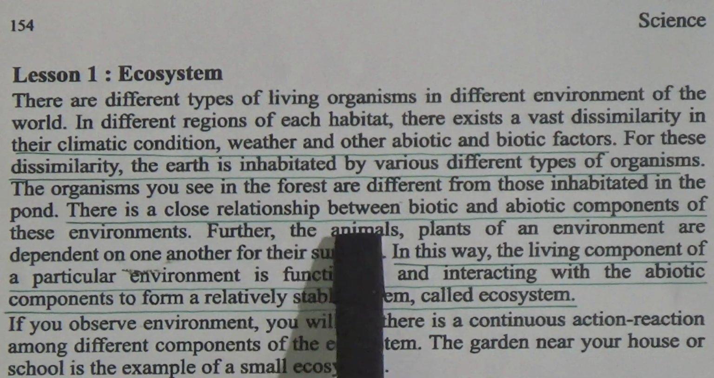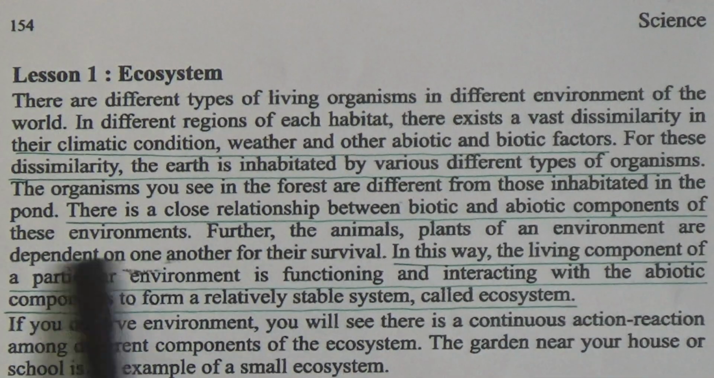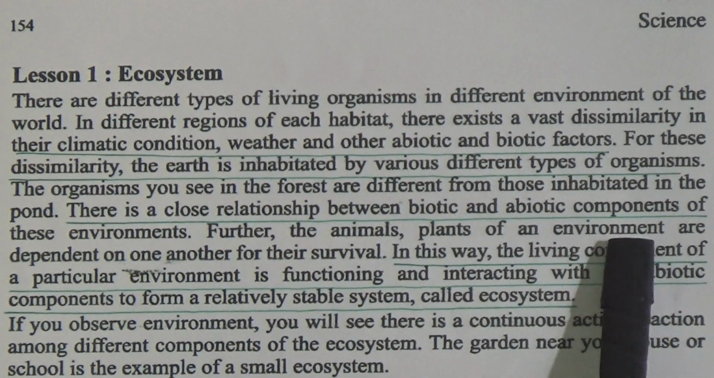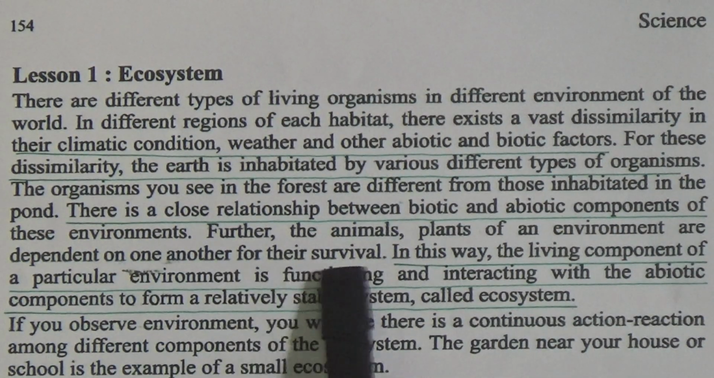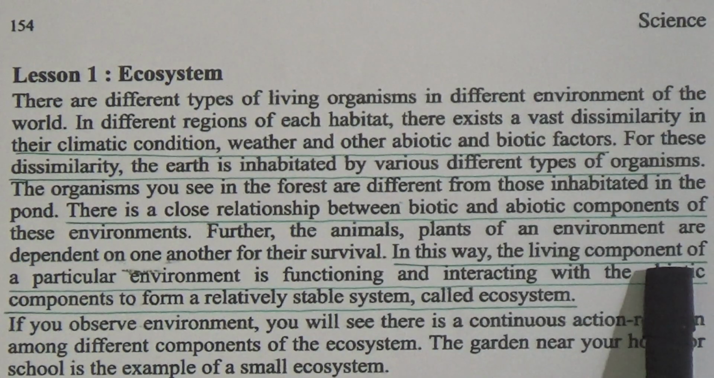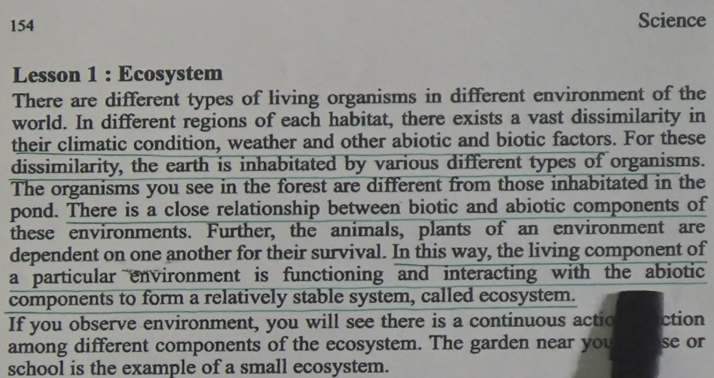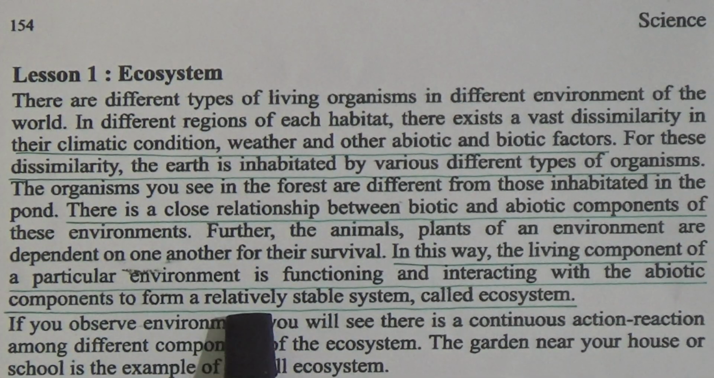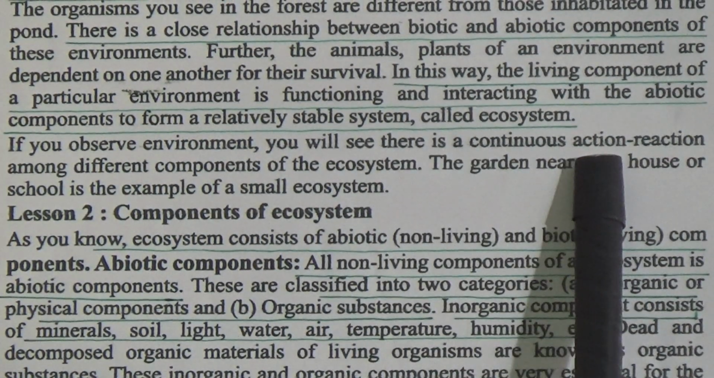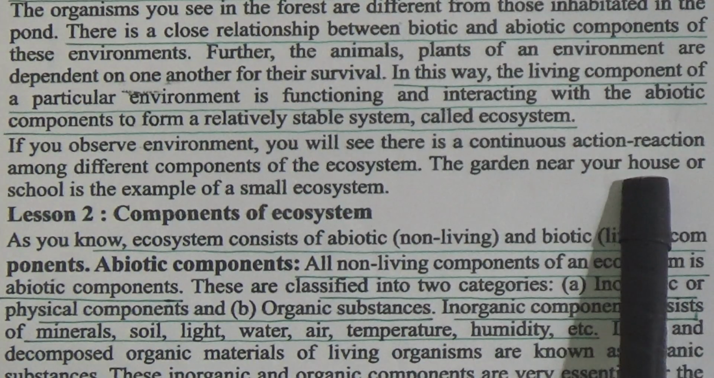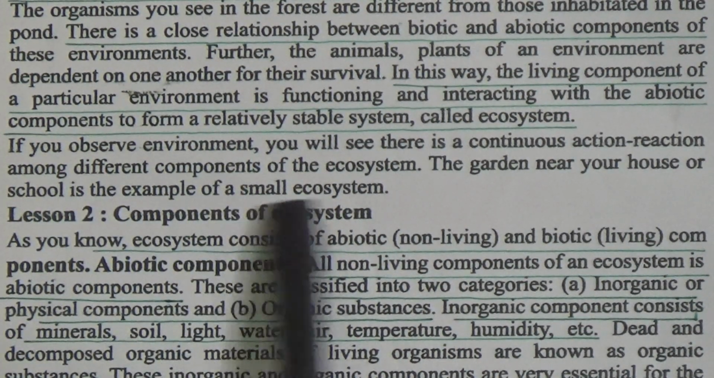There is a close relationship between biotic and abiotic components of these environments. Further, the animals and plants of an environment are dependent on one another for their survival. In this way, the living components of a particular environment are functioning and interacting with the abiotic components to form a relatively stable system called ecosystem. If you observe the environment, you will see there is a continuous action-reaction among different components of the ecosystem. The garden near your house or school is an example of a small ecosystem.